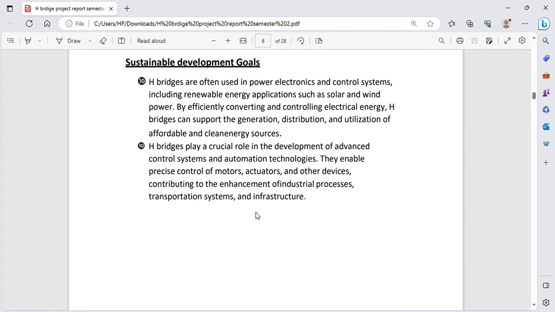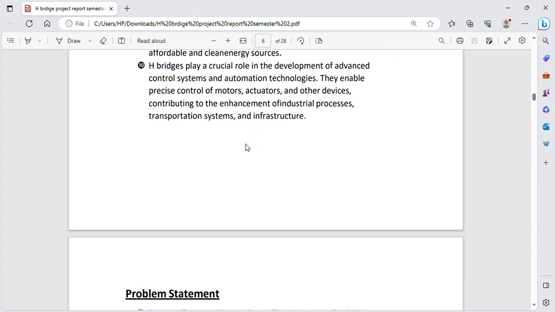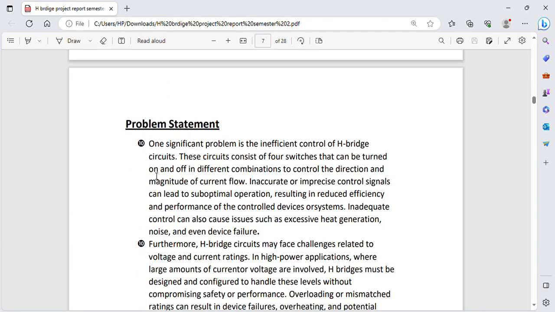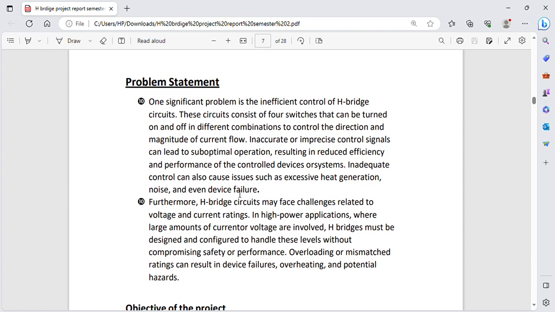Now that you may know the sustainable development goals, the problem statement. One significant problem is the inefficient control of H-bridge circuits. Basically, these circuits consist of four switches that can be turned on and off in different combinations to control the direction and magnitude of current flow. Inaccurate and imprecise control signals can lead to suboptimal operation, resulting in reduced efficiency and performance of the controlled devices or systems.